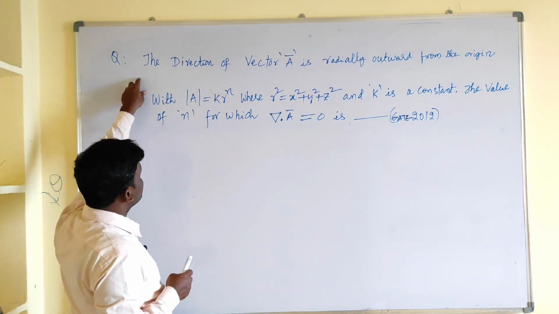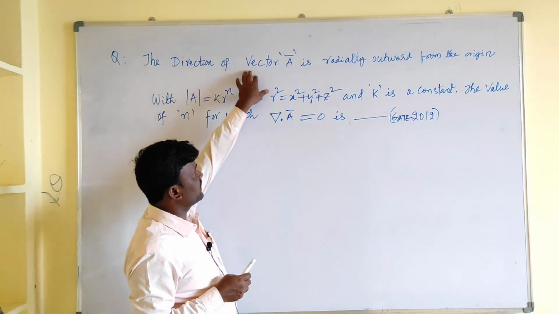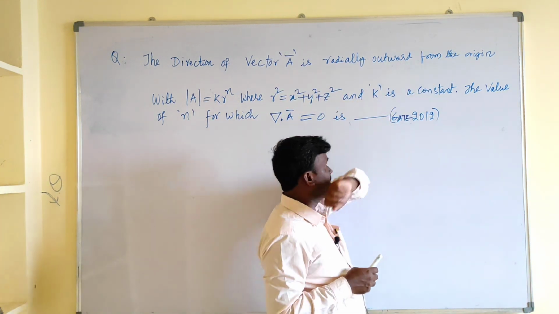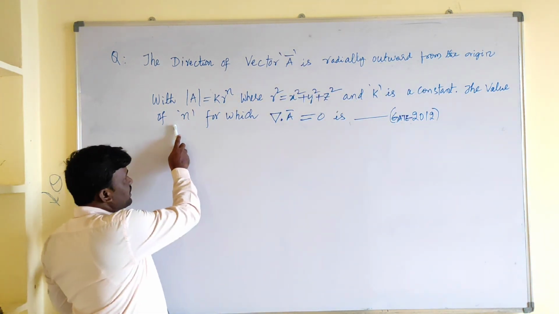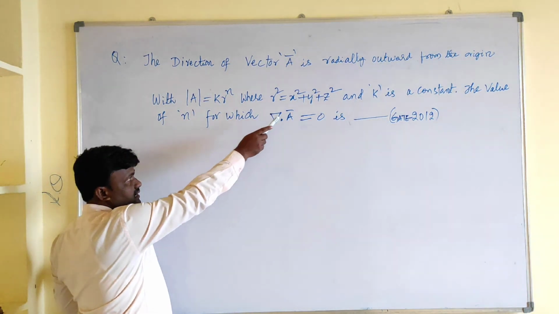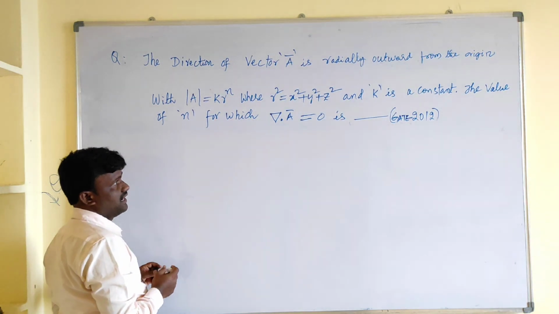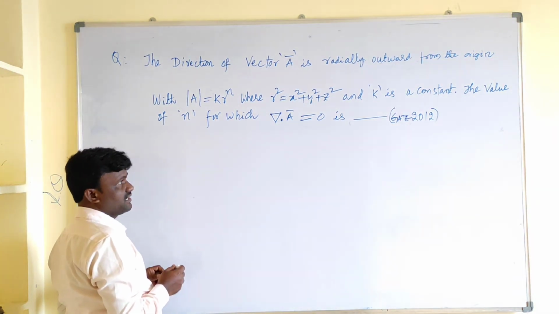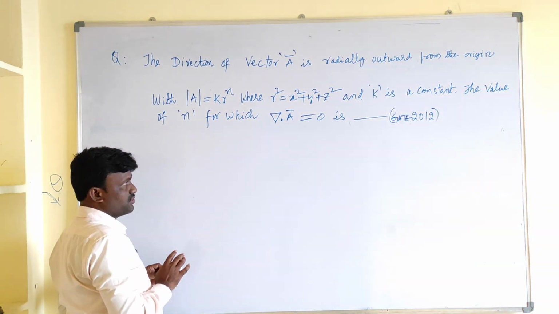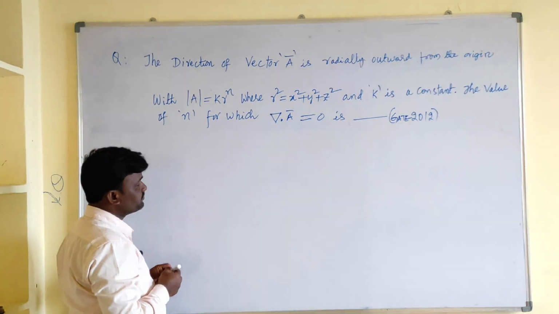In this, they mentioned the direction of vector A. The direction of vector A is radially outward from the origin with mod A equal to k into r to the power n, where r square is x square plus y square plus z square and k is a constant. The value of n for which del dot A is 0 is dash.